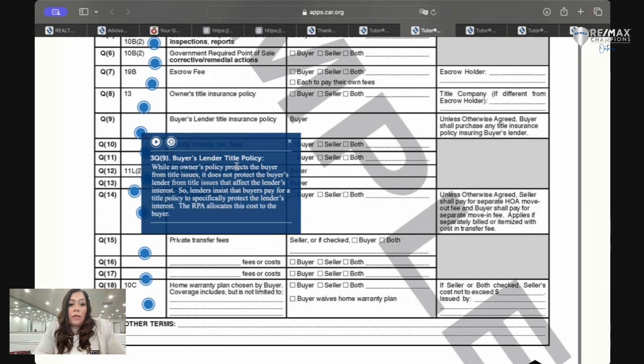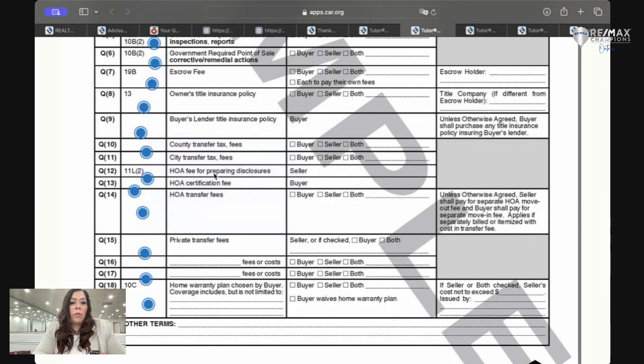Buyer's lender title policy. While an owner's policy protects the buyer from title issues, it does not protect the buyer's lender from title issues. So that's why lenders insist that the buyer pay for a title policy to specifically protect the lender's interests. Okay, so obviously if they're paying cash, they wouldn't have a buyer's lender policy.